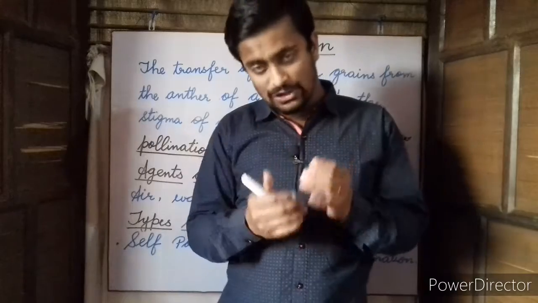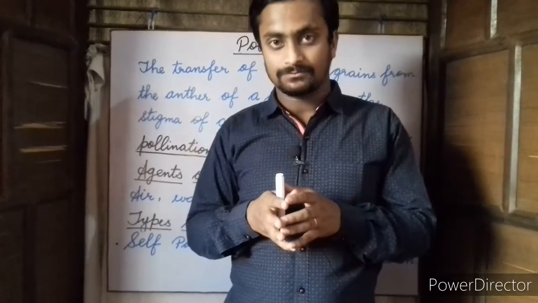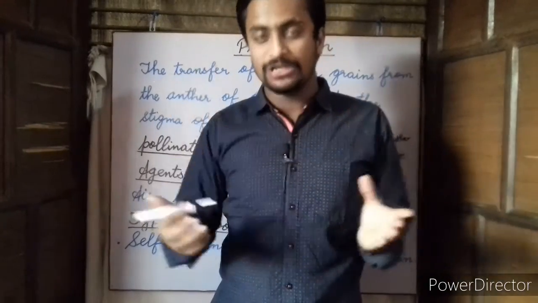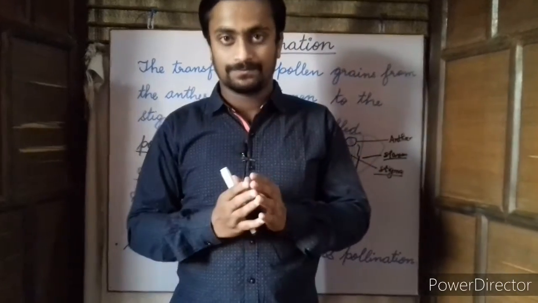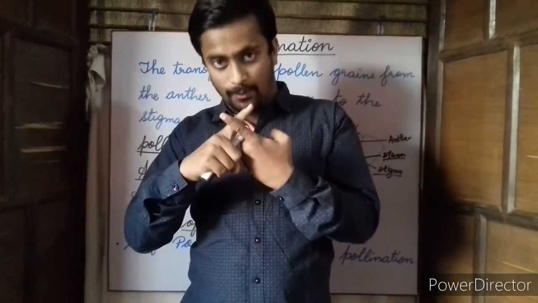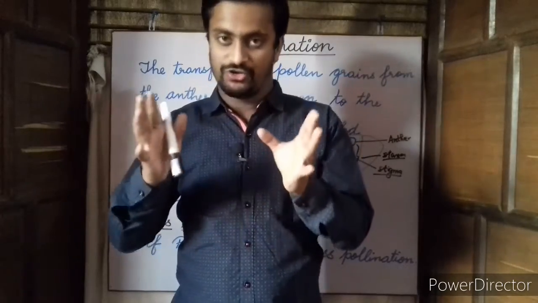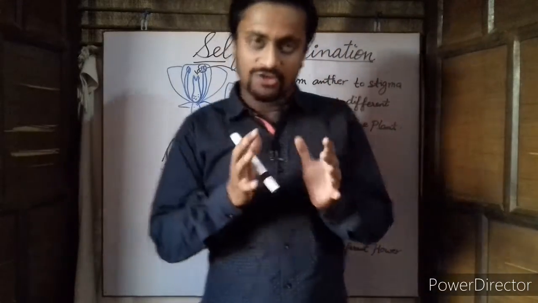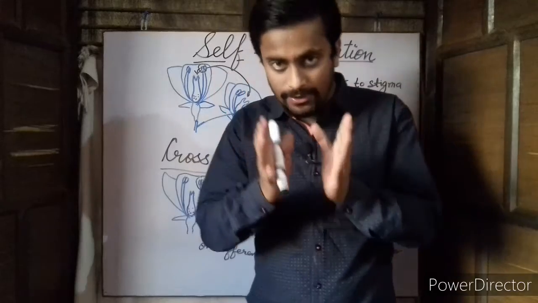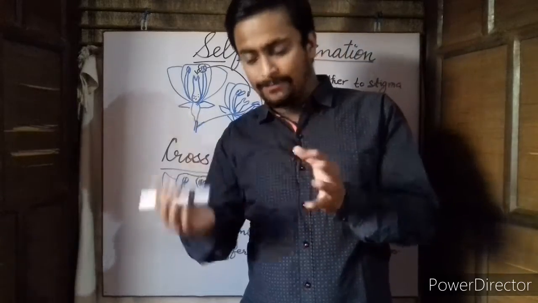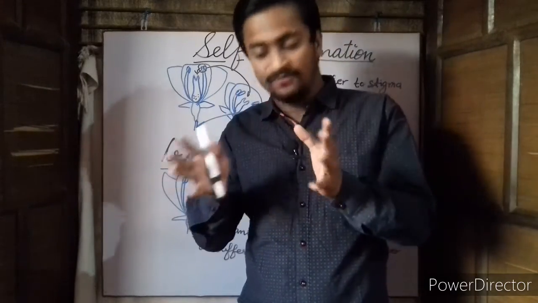Now the process of pollination is further of two types. The first one is self-pollination, as the name indicates, the pollination is occurring within the flower. And the second is cross-pollination. Cross means the flowers are different now. So now one by one we will discuss what is self-pollination and what is cross-pollination. So what is the difference between self-pollination and cross-pollination? Actually, when the transfer of pollen grains takes place from the anther of one flower to the stigma of the same flower, it is called self-pollination.